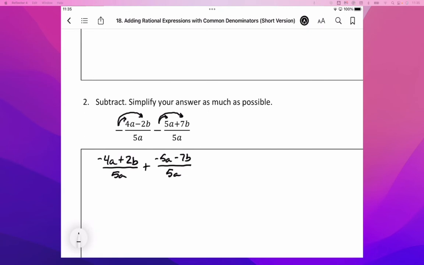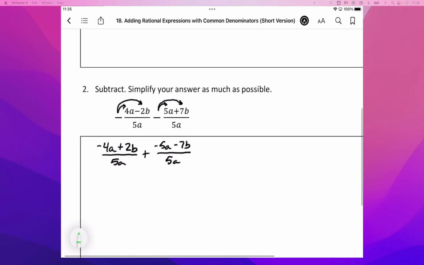And so distributing the negative signs is going to be super important, because what will happen if you don't do that is you'll have the wrong sign on those two terms and stuff will not be done correctly. So we have negative 4a and negative 5a. That's going to make negative 9a. Positive 2b and negative 7b is going to make negative 5b. And that's all over 5a. Now, I believe that is a response that Alex will accept.